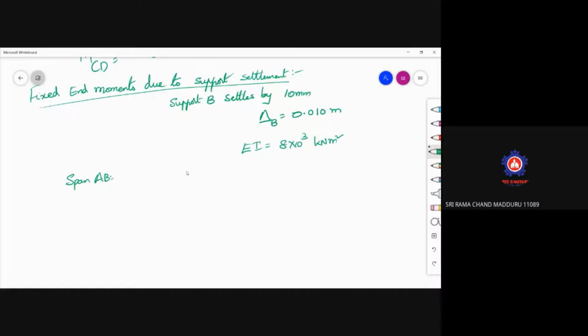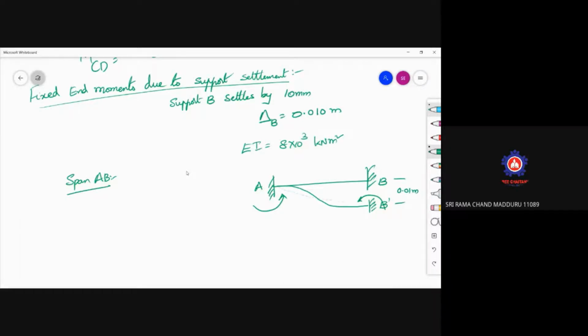So in the span AB, this is your span. I am considering this is A point, this is B point. Now what happens here, there is a support settlement with respect to B is settling. So when B is settling and the value is nothing but 0.01 meters. So just see this one, this is the direction. How you can remember this direction? Just understand, when a support settles here, what happens is it tries to bend like this.